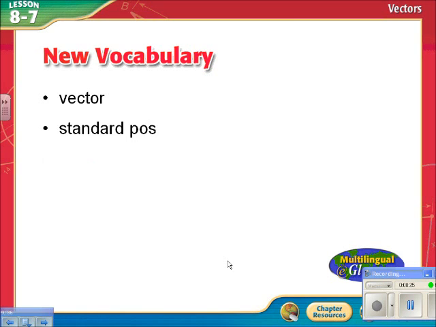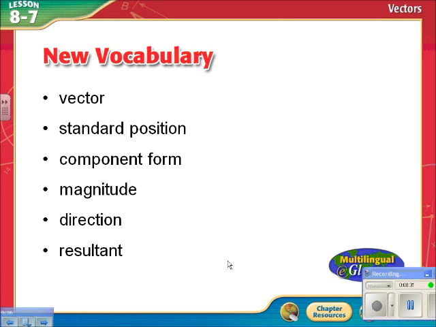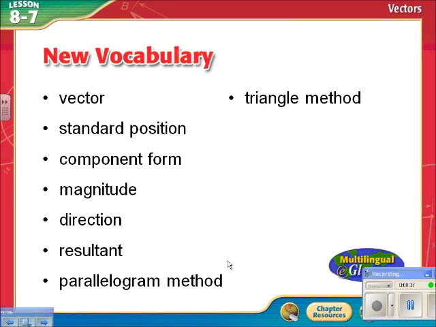So lots of new vocabulary. What is a vector? What's standard position? Component form? Magnitude? Direction? Resultant vector? Parallelogram method, which I think I might avoid, and the triangle method, which I prefer.